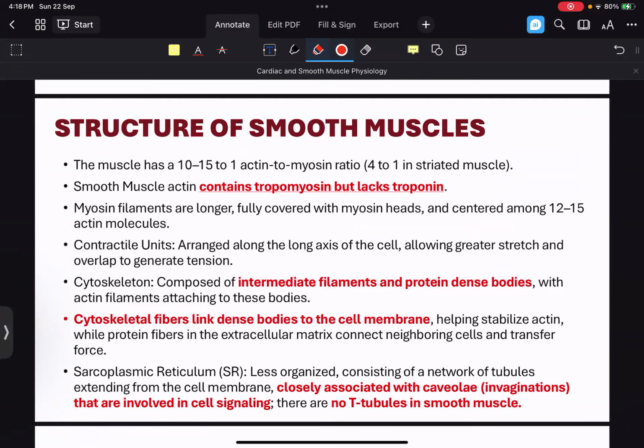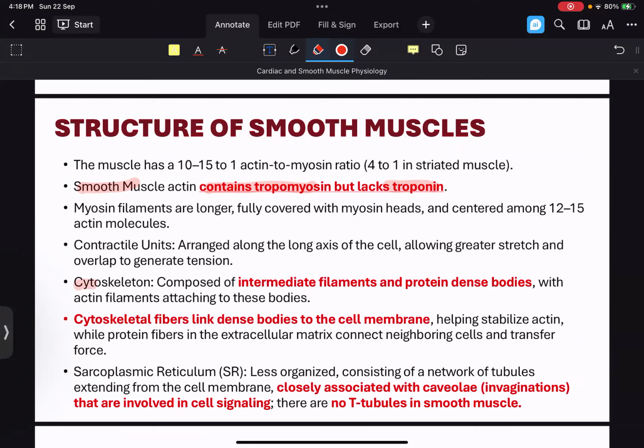Now, in your PowerPoint, he put 2 slides with a bunch of information. If you were cramming for the exam, I highlighted what I think is the most important information from the slides. So let's go over them really quickly. Number 1, smooth muscle actin contains tropomyosin, but does not have troponin. So it does not have troponin C or troponin I, but it does have tropomyosin.